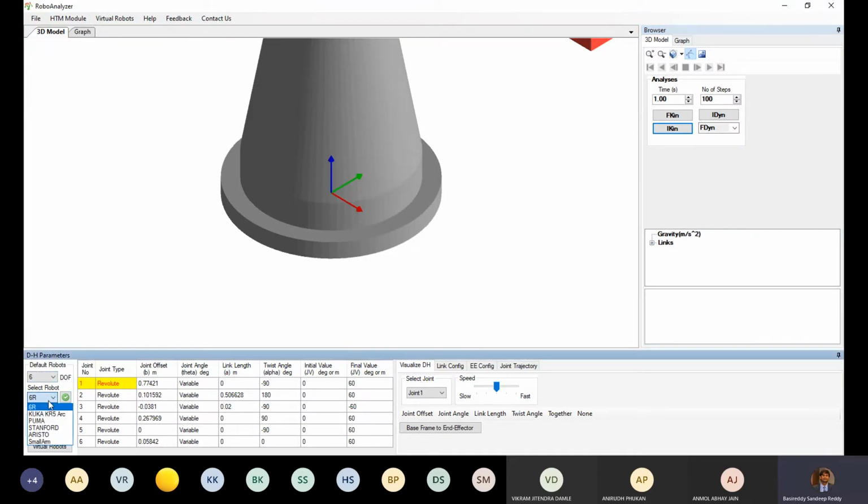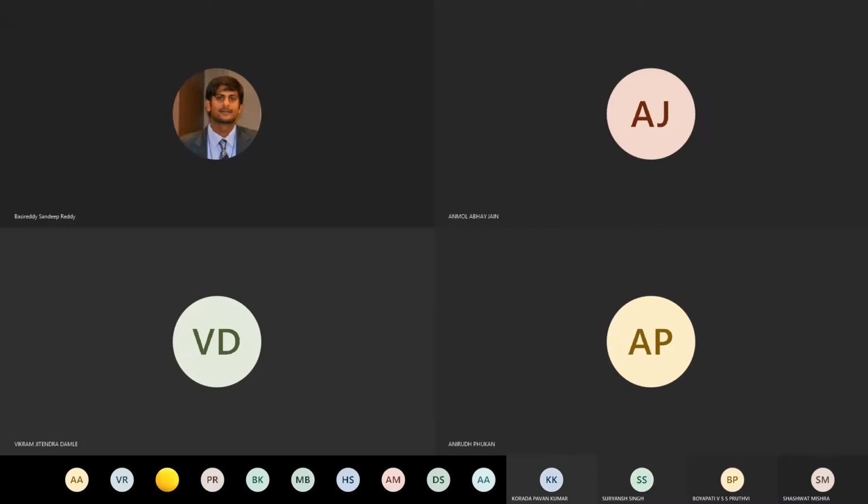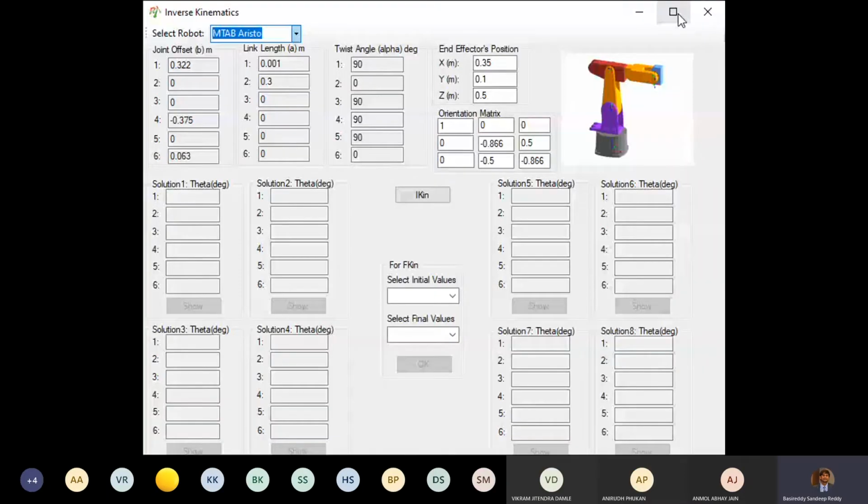Yeah. So 6 degrees of freedom, Puma, then inverse kinematics, then select the robot. Okay, here Puma is not there. The one that I showed was for some other robot. So Puma is not here, I guess. So for Puma, you have to separately do on your own. But for many other robots, are you able to see this inverse kinematics tab right now? Yes, so now it's visible.